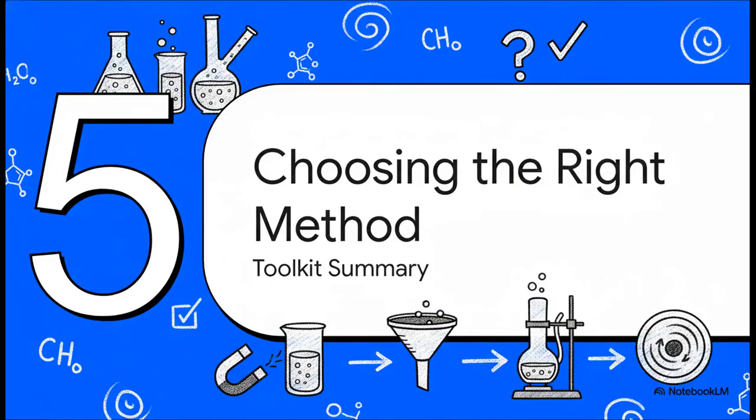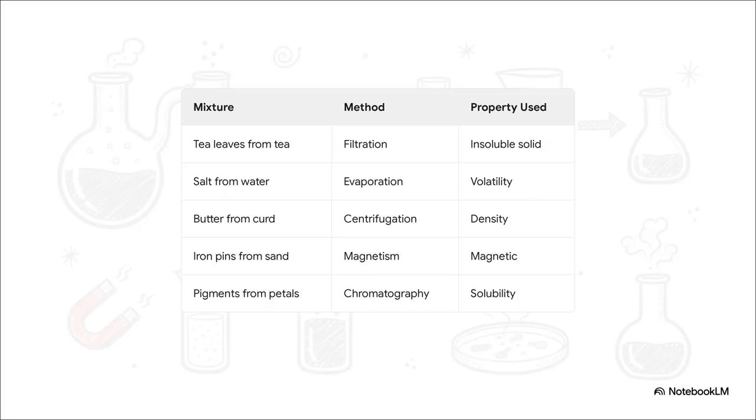So, we have now collected quite a few powerful methods in our chemist toolkit. Let's do a quick summary so we know exactly how to choose the right tool for any mixture we are given. Let's look at this table together. For something like tea leaves in tea, we use filtration because the leaves are insoluble. For salt dissolved in water, we use evaporation because of the difference in volatility. To separate butter from curd, we use centrifugation, which relies on a difference in density.